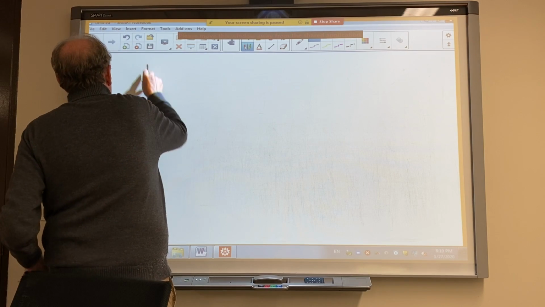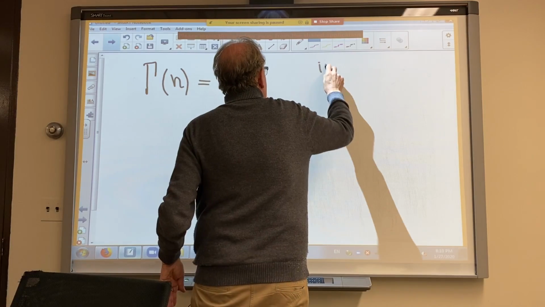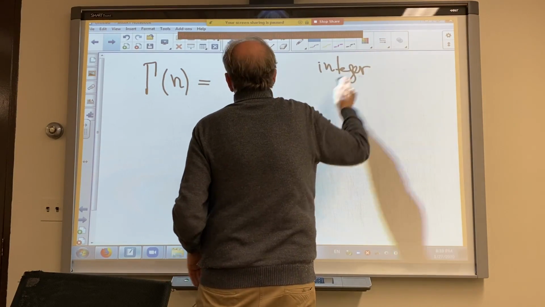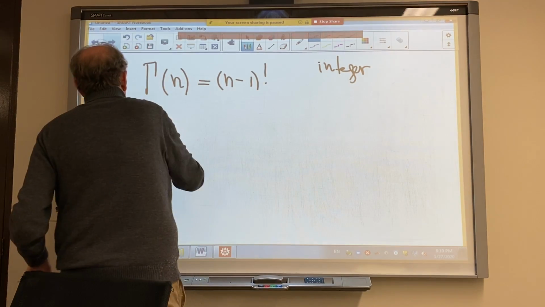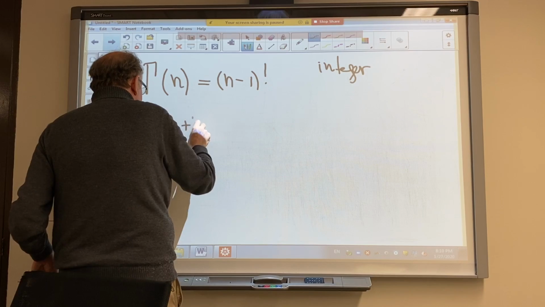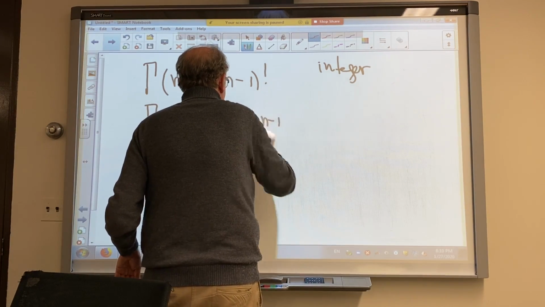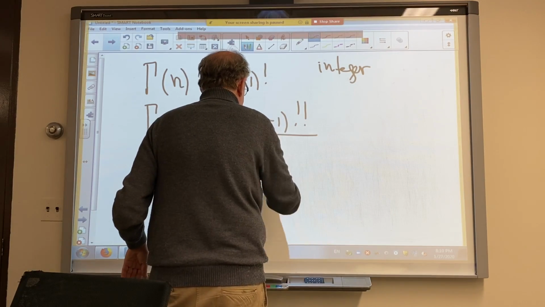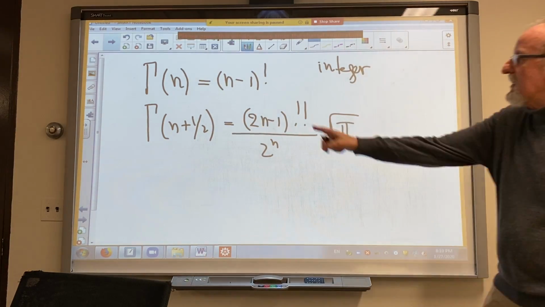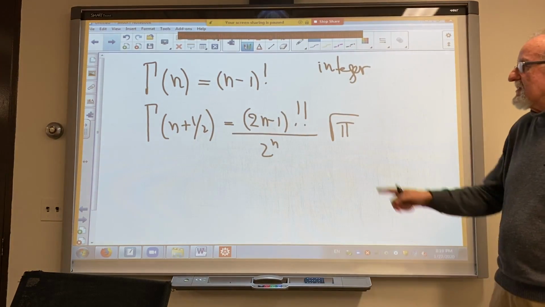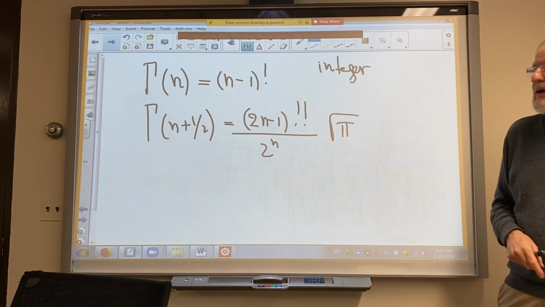So let me just summarize my result. Gamma of n, where n is integer, is n minus 1 factorial. Gamma of n plus 1/2, still when n is integer, is 2n minus 1 double factorial over 2 to the n, square root of pi. So the gamma of n are integer numbers. The gamma of n plus 1/2 are irrational numbers, with square root of pi.